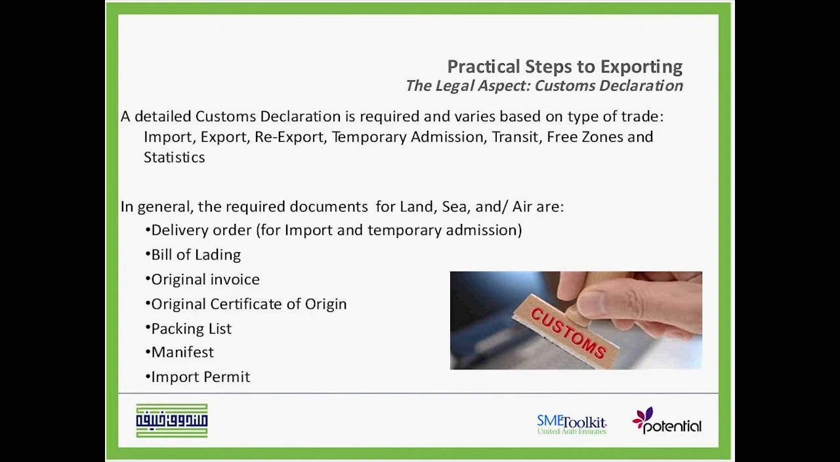So in general, the required documents for land, sea, and air are the delivery order, the bill of lading, the original invoice, original certificate of origin, a packing list, manifest, and import permit.